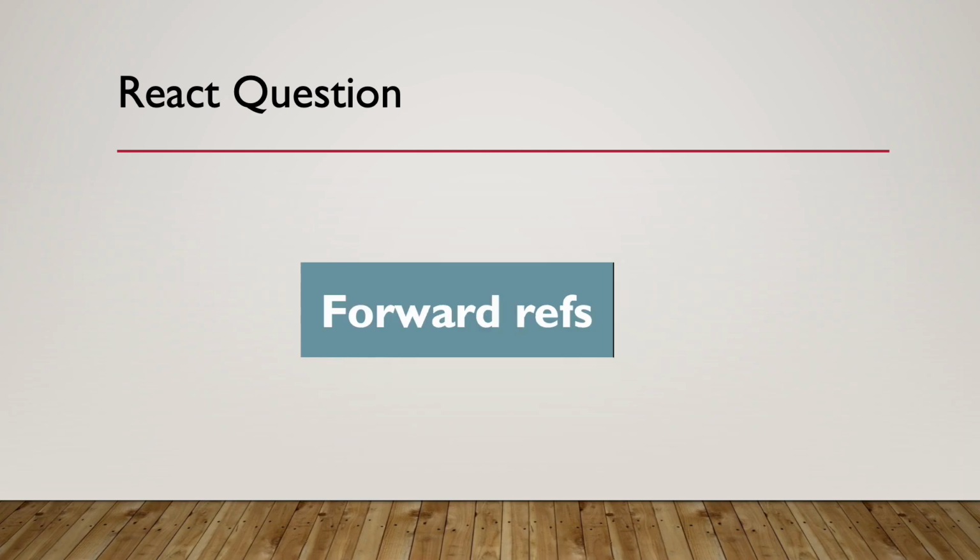Forward ref. In React, the forwardRef function is a higher-order component that allows a component to pass down a ref received from its parent component to a child component. This is particularly useful when you want a parent component to have control over the ref of its child component. The forwardRef function takes a render function as its argument, and the render function receives two arguments, the props and ref passed to the component.